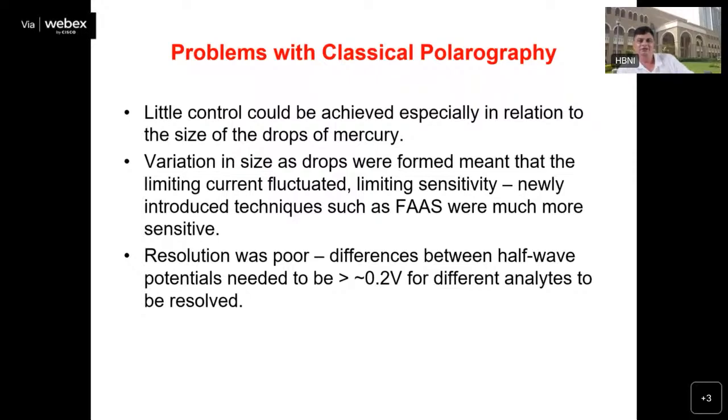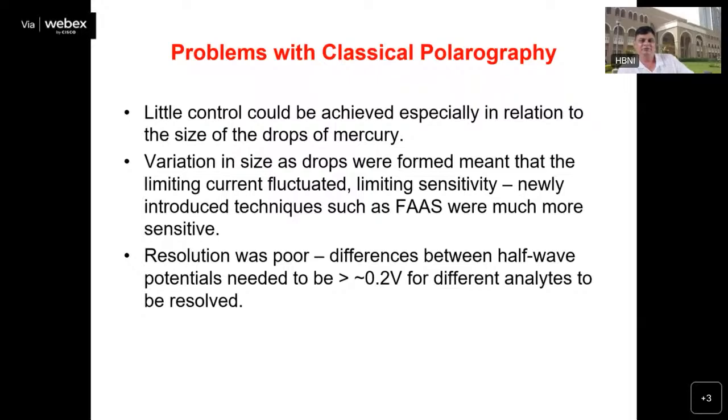And then at that time other techniques came in, such as FAAS, which is flame atomic absorption spectroscopy, where we have a detection limit of ppm, and sometimes for more sensitive elements we can go to less than a ppm, very near the ppb range, about say 100 ppb. So those techniques became very sensitive. In that case, the utility of classical polarography is very limited.